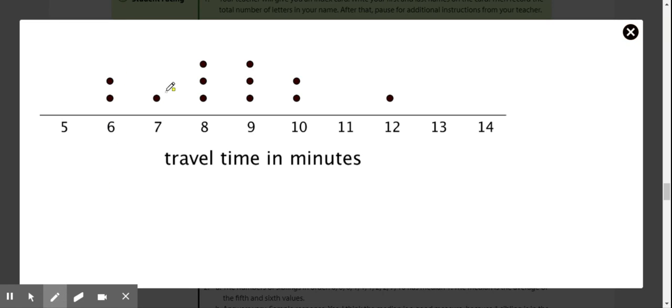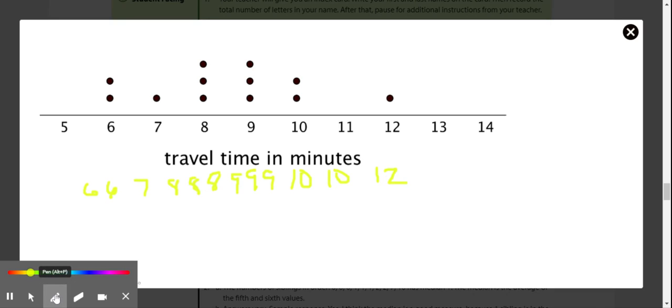So we've got 6, 6, and then 7. Then we have 8, 8, 8. Sorry, I can't write with my mouse right now. 9, 9, 9, 10, 10, and 12. So we're looking at all of these, and we can count 1, 2, 3, 4, 5, 6, 7, 8, 9, 10, 11, 12. We have 12 points. So that means that the middle would be in between 1, 2, 3, 4, 5, 6. So it would be somewhere here in between 8 and 9.